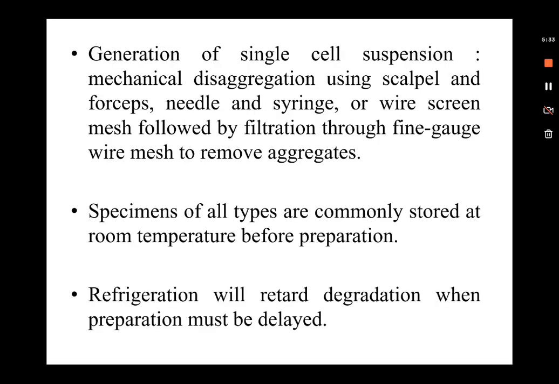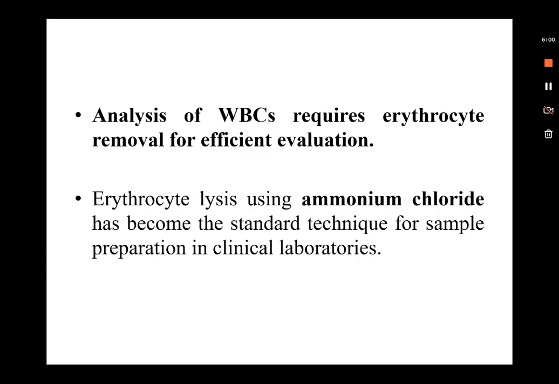How do you generate a single cell suspension? There are two steps. First, you mechanically disaggregate the sample, and then you do filtration. Mechanically, you can disaggregate by scalpels and forceps, syringes or needles, and meshes, and then you filter the specimen through fine gauze mesh to remove the aggregates. All of these specimens can be stored at room temperature before preparation, but if you think preparation will be delayed, you can refrigerate because that will retard degradation. If you are analyzing only WBCs, you need to remove erythrocytes. The most commonly used agent is ammonium chloride.